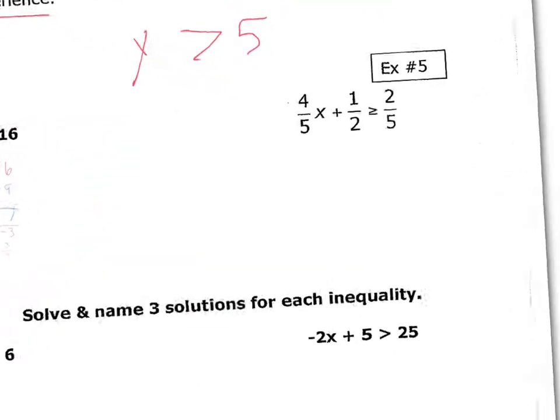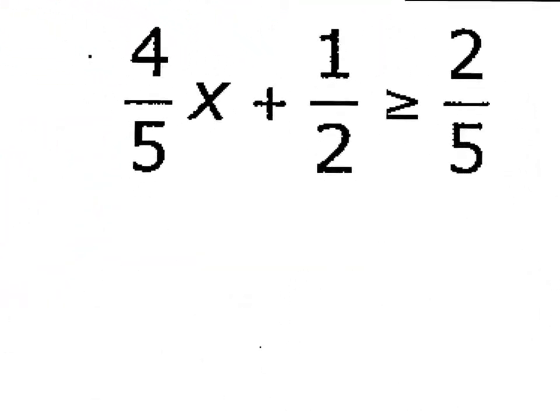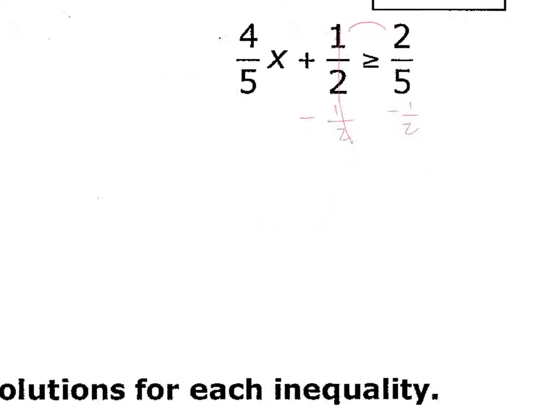Okay, let's try one more here. On this one we want to get 4/5 x by itself. So we want to get this 1/2 on the other side. Since it's a positive 1/2, let's subtract 1/2 on both sides. If you do that, those 1/2s cancel out, and you can bring everything else down.